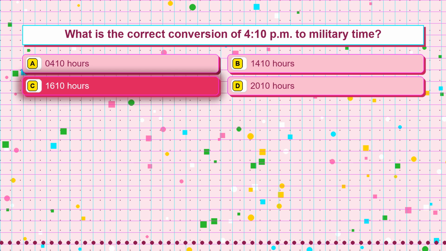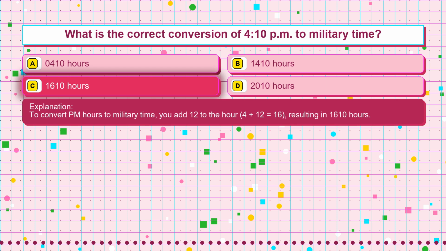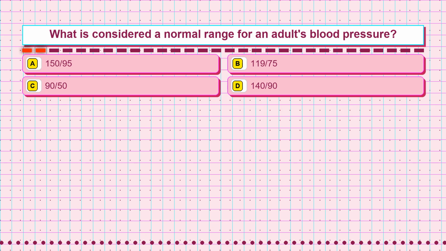The correct answer is option C, 1610 hours. To convert PM hours to military time, you add 12 to the hour. 4 plus 12 equals 16, resulting in 1610 hours. Question 52. What is considered a normal range for an adult's blood pressure?